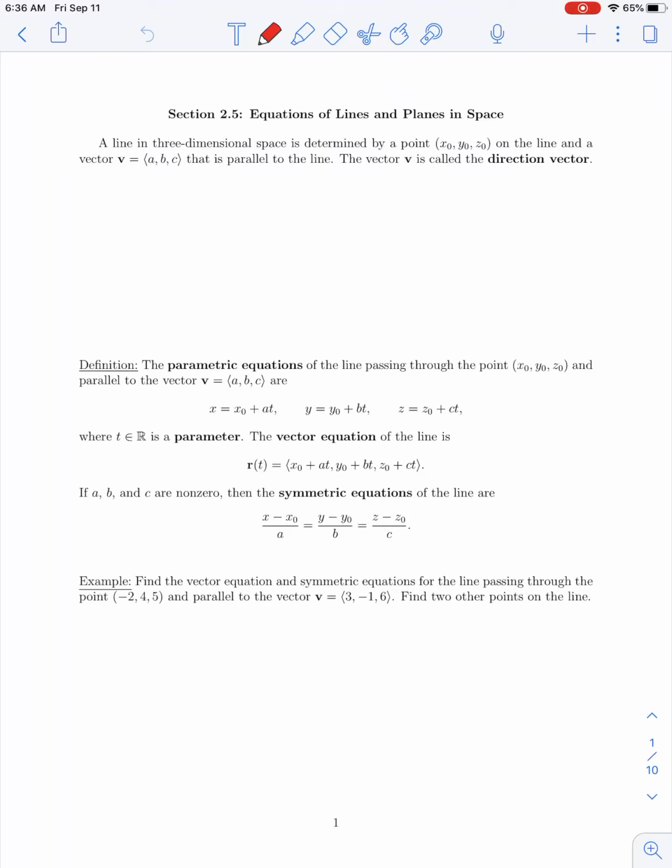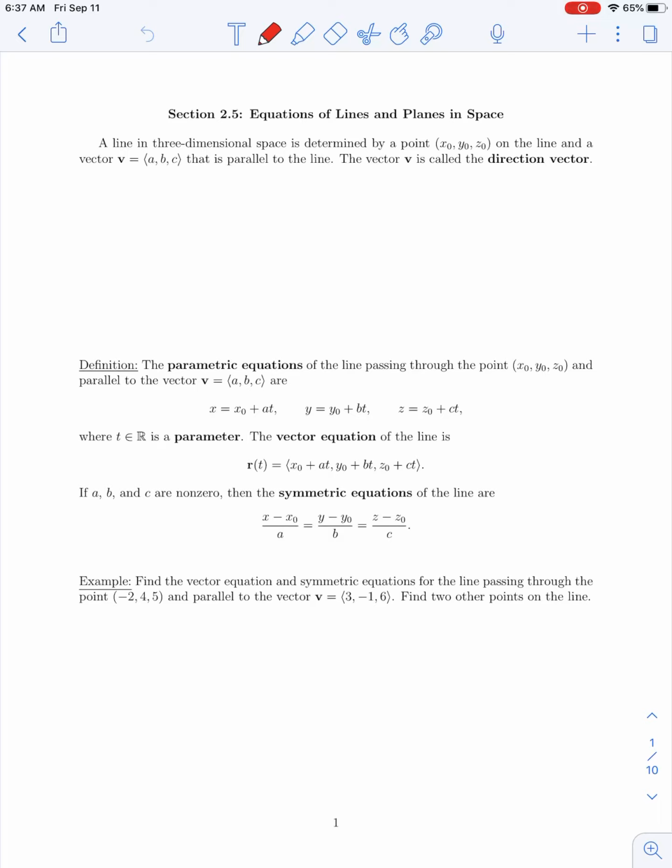Okay, in this lecture we're going to cover the first part of our section 2.5 material on equations of lines and planes in space. So in this lecture we're going to focus on equations of lines in space. And if we think about defining lines in the plane, what we've been working with in Calculus 1 and 2, we know that the equation of a line in 2 dimensions can be defined by the slope of the line and a point on the line.